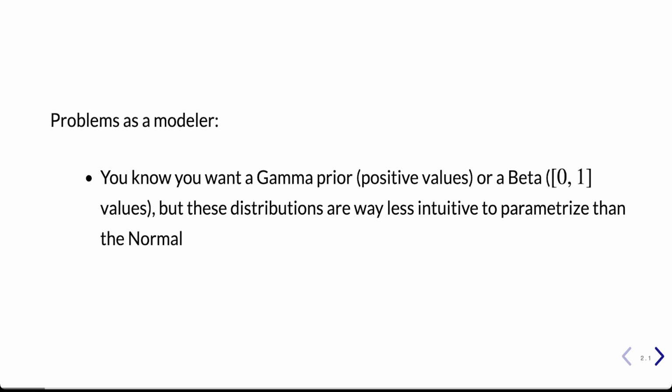So what are we gonna look at? Well, when you're a modeler, you have several problems. One of them could be that you want a gamma prior because you have positive values, or you want a beta prior because you have values between 0 and 1. But these distributions are way less intuitive to parameterize than the normal distribution. So what do you do in these cases?